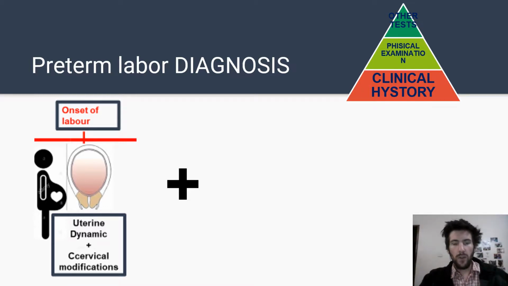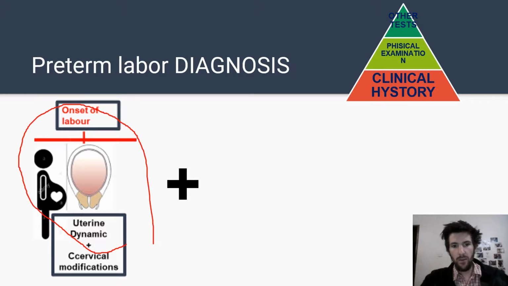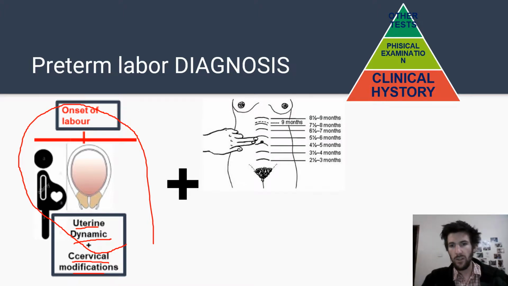So for preterm labor diagnosis, we know that we need the diagnosis of labor and prematurity. The labor we diagnose, as I said to you in the other seminar, with uterine dynamic, so uterine contractions, and cervical modification. Those two things make us make the diagnosis of labor. Now, if this mother is term, it's a normal labor. If this mother is preterm, it's a preterm labor, that is a complication, a disease that we need to treat and prevent. How can we diagnose the gestational age?